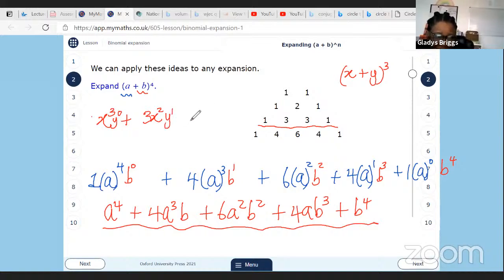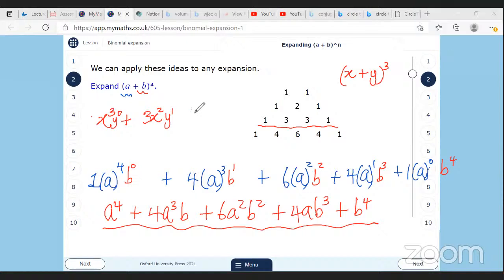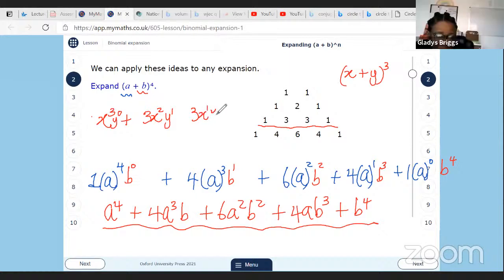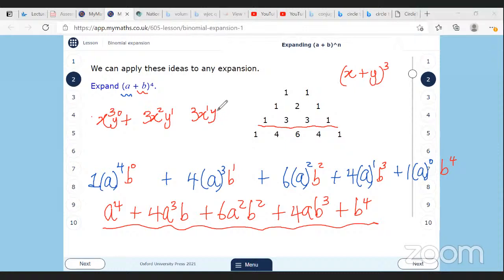Good. Excellent. You see, you're doing good. It's all about trying. Then I got 3x power 1, plus y, plus x to the power 2, plus x.